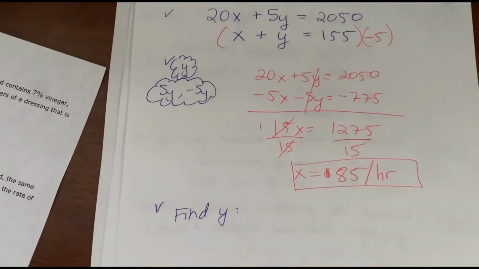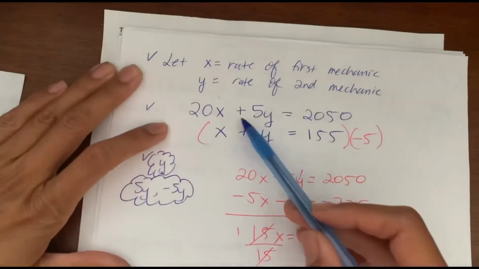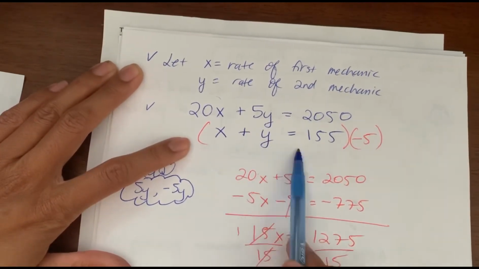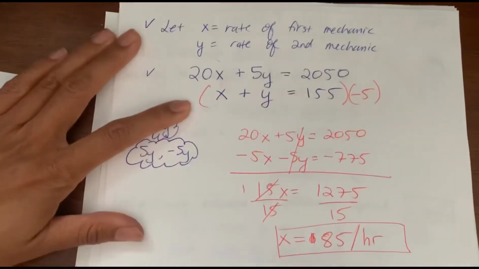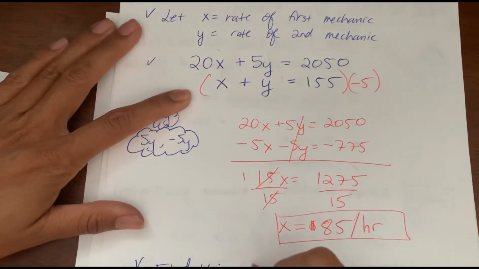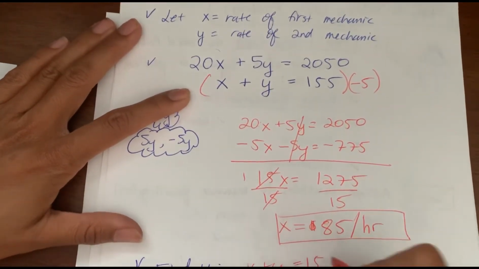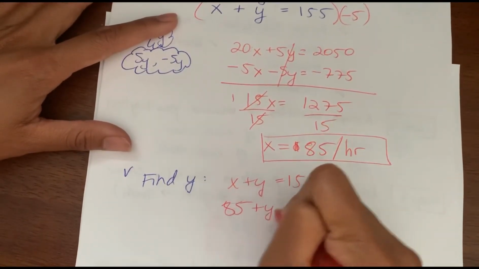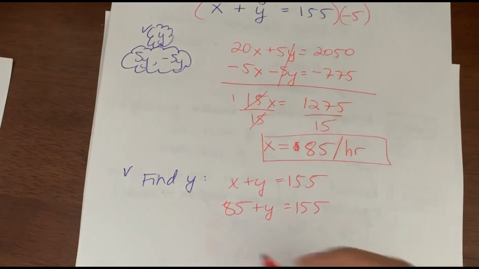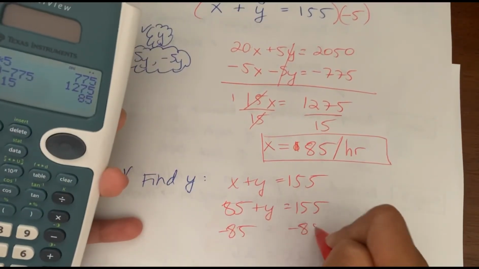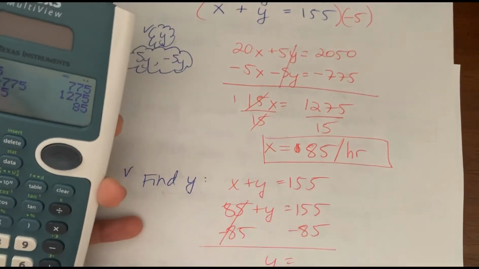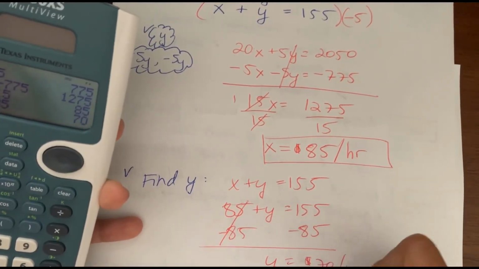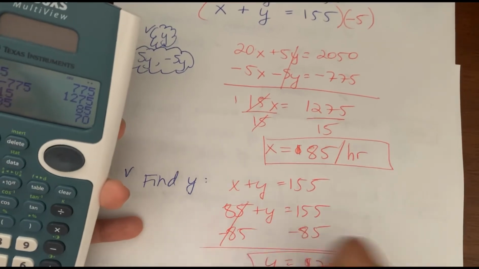So if we want to find y, I just plug into either one of these equations. It doesn't matter which one. I'll substitute it into the second equation. It's a little bit easier. I have x plus y is equal to 155. I know that x is 85, so I have 85 plus y is equal to 155. Subtract 85 on both sides. So I end up getting that y is equal to $70 per hour.